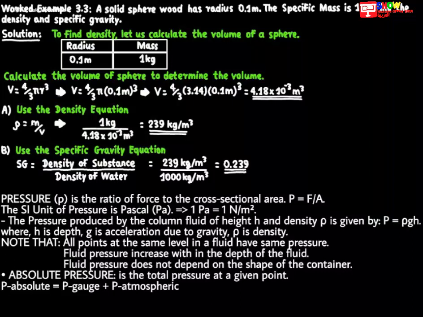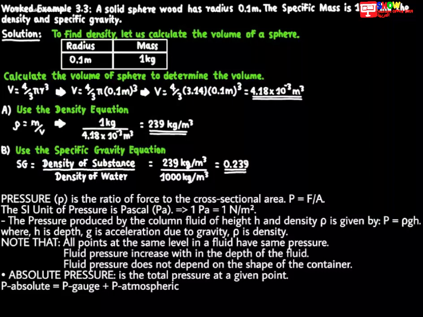Use the volume of a sphere, V equals 4 over 3 pi r cubed. V is equal to 4 over 3 pi times 0.1 meter, the whole cubed. V equals 4 over 3 times 3.14 times 0.1 cubed, which is equal to 4.18 times 10 to the power of minus 3 meter cubed. Now we have found the volume.